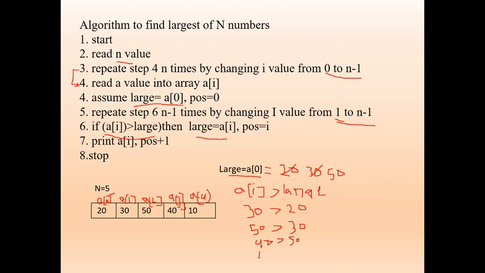That means 10. 10 is compared with 50. That means A of I is greater than large. Is 10 greater than 50? Condition false. False means it will not change. If A of I is greater than large, then only large and position will be updated. Otherwise, there will be no change. This one I am going to explain with a program.